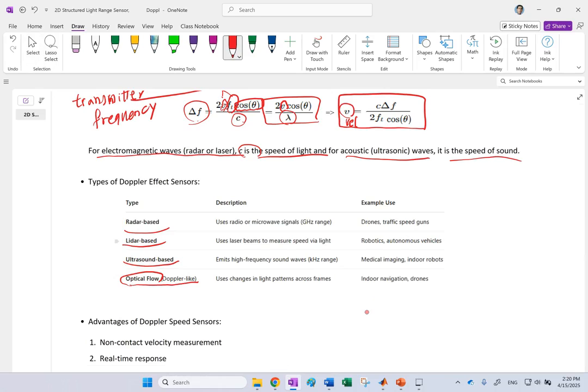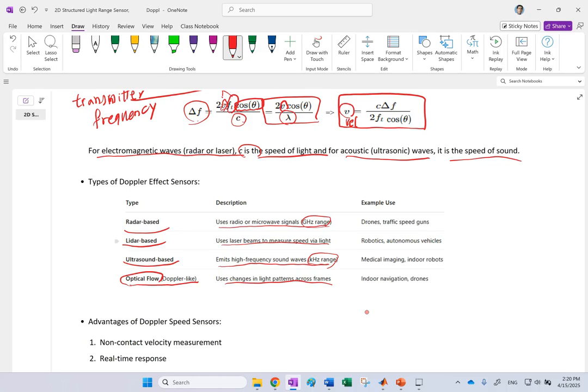The radar-based ones use radio or microwave signals in the gigahertz range. The LiDAR ones, of course, use basically light, lasers. The sound-wave ones use high frequency sound, ultrasonic in the kilohertz range, and these last ones just use the images and look at the pixels.